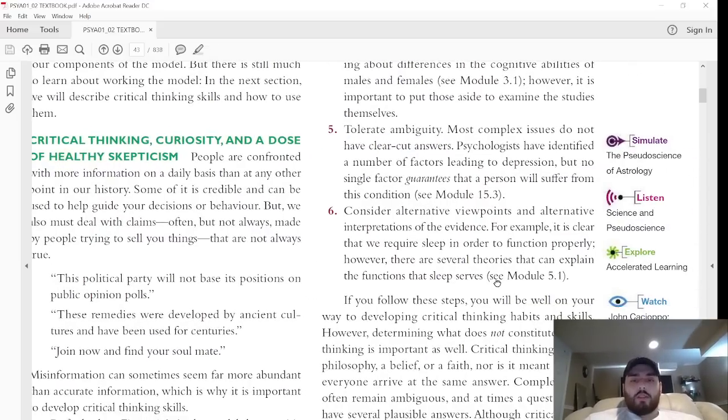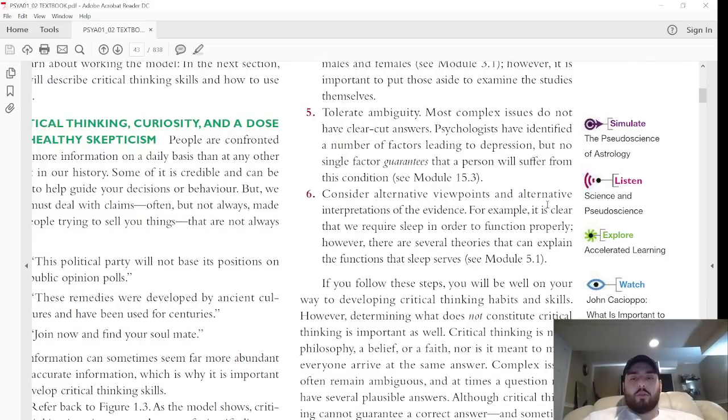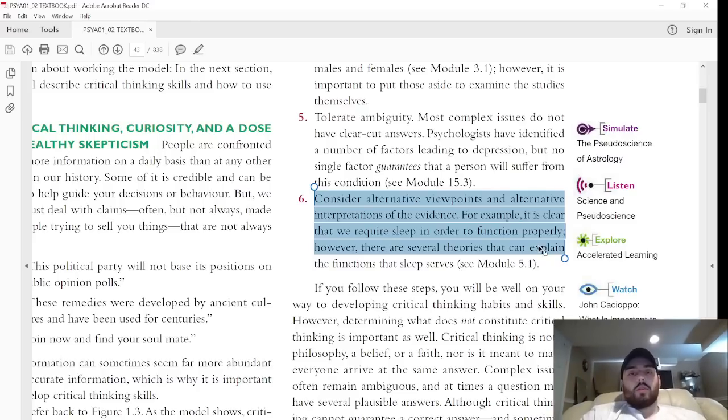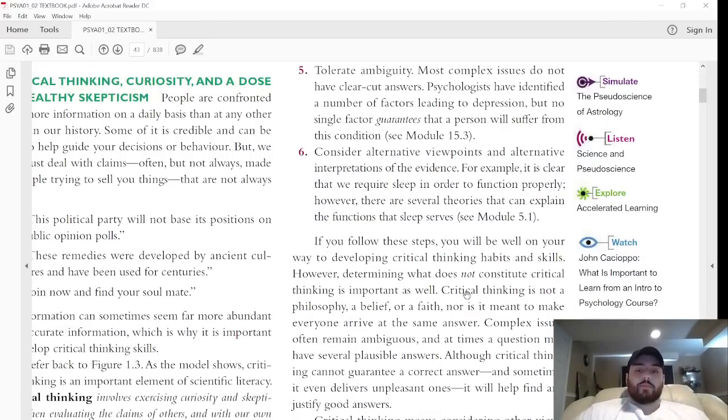So we also must be able to consider alternative viewpoints and alternative interpretations of the evidence. For example, it is clear that we require sleep in order to function properly. However, there are several theories that can explain the functions that sleep serves, right? So in everything with science, there are alternative interpretations. A good example of this could be the keto diet, let's say. One scientist or one doctor may say this is very healthy for you, you don't need carbs. Whereas another study might say, no, this is actually really harmful to people with certain conditions, right? So it's really important to consider alternative viewpoints.